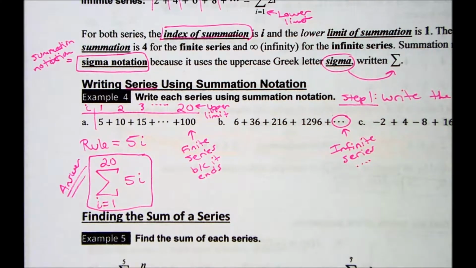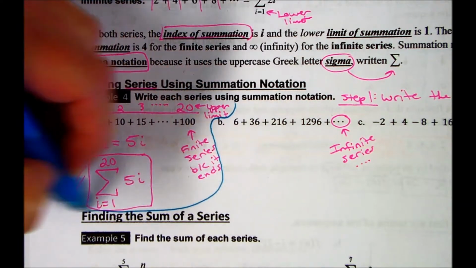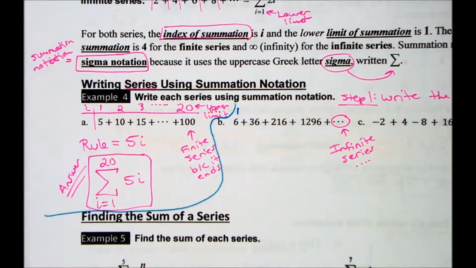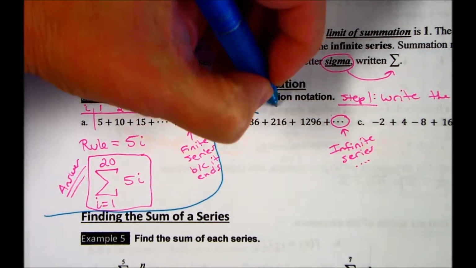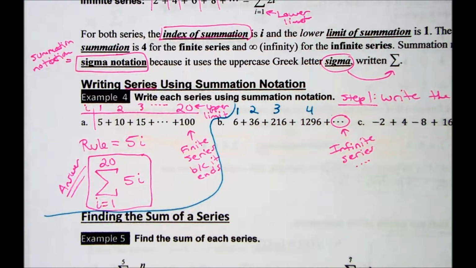All right, so let's try another one. Let's see if we can figure out this one. Again, you want to figure out what is the rule, what's happening. The first number in the series is 6, the second number is 36, the third number is 216, the fourth number is 1296. These numbers are getting really big really fast.